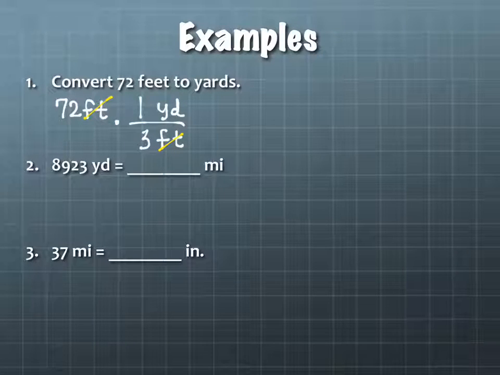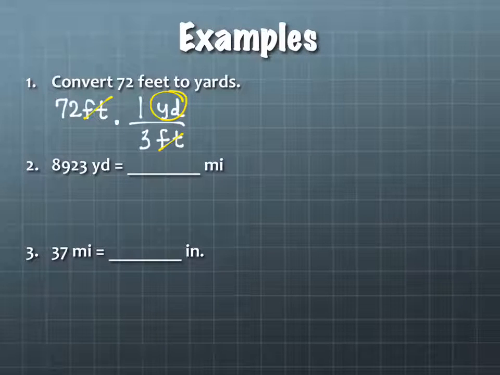So these are equal measurements on the top and bottom. And as long as the fraction has an equal value on the top as on the bottom, you can multiply without actually changing the actual value, in this case, the length value. Now, it changes the units, it changes the numerical number, but it doesn't change the actual length, and that's our goal. So if you take a look now, we are left with yards, so our answer will be in yards. And what we need to do is actually take these numbers.